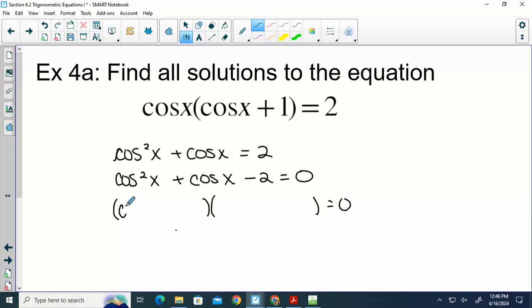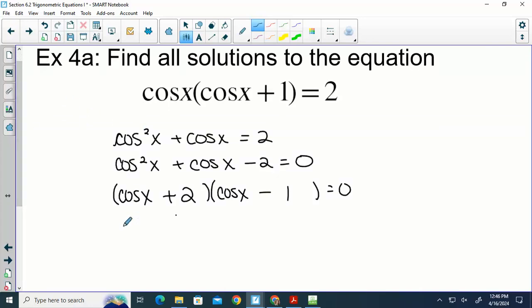So cosine squared x plus cosine x minus 2. We need factors that multiply to a negative 2 and add to a positive 1. So we set these equal to 0.